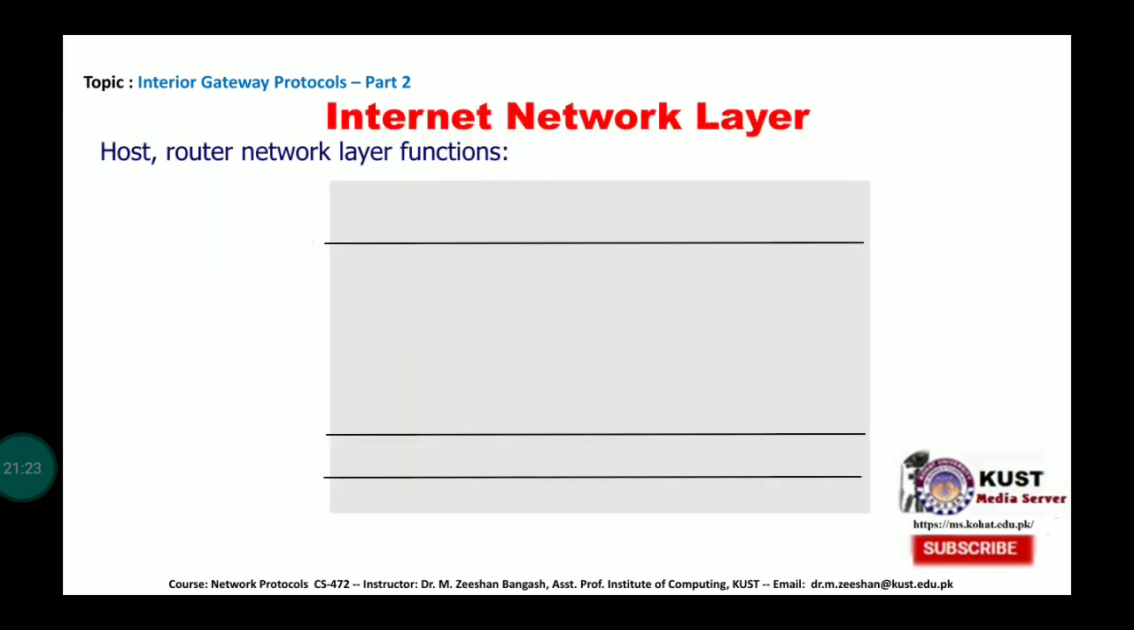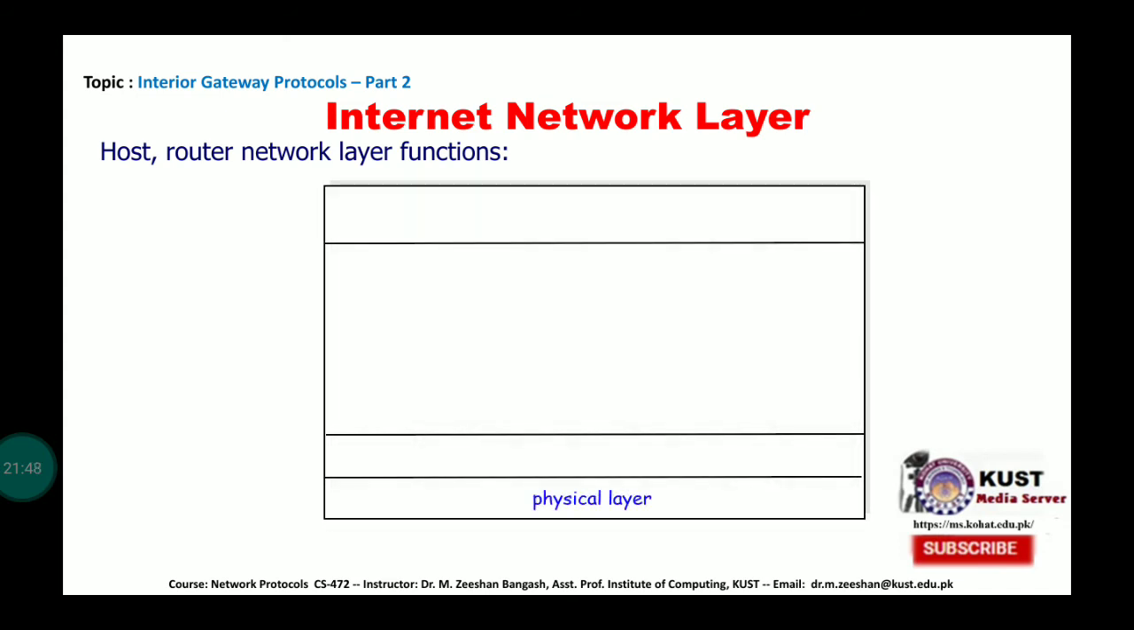So let's again discuss the OSI layer model and the categorization of this routing protocol, and which layer it belongs to. We already talked about that, and we just want to review the internet network layer functionality. So at the very bottom there is the physical layer. It's basically the hardware layer.